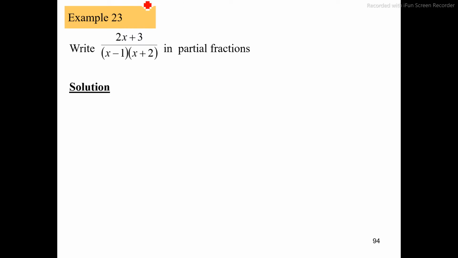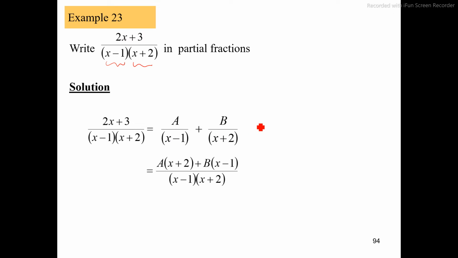Now, we're going to look at the first example, example 23 in the lecture notes. This one is in partial fractions. First, if you look here, we have two linear factors, so we're going to separate into two parts, A and B. This is the first mark.